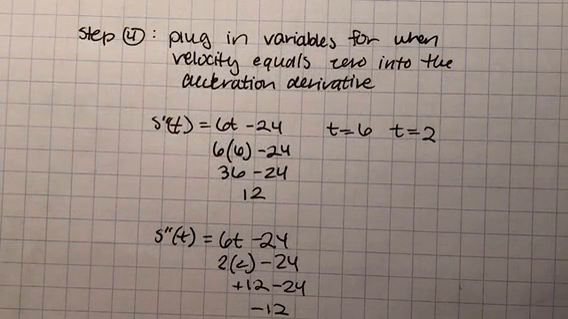Step 4, plug in the variables which we found for step 2 when the velocity equals 0 into the acceleration derivative that we just found in step 3. So your acceleration derivative is 6t minus 24. So you plug in the variables of t equals 6 and t equals 2, because those are where the velocity is equal to 0. So you have 6 times 6 minus 24, 36 minus 24, which is 12 for the variable of 6. Then you plug in the variable of 2, so you get 12 minus 24, which gives you negative 12.